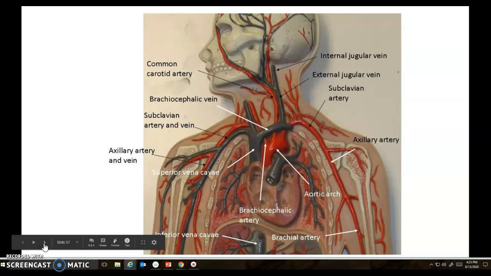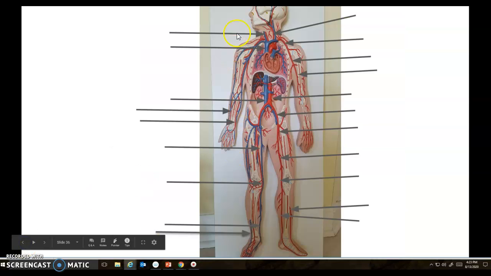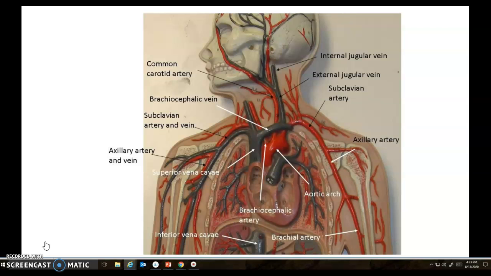So what did I do? It's the same repetition. It's just not a different model. I just took a closer picture of the head region and labeled it for you. Do you see what I'm saying? Again, same thing I'm repeating.